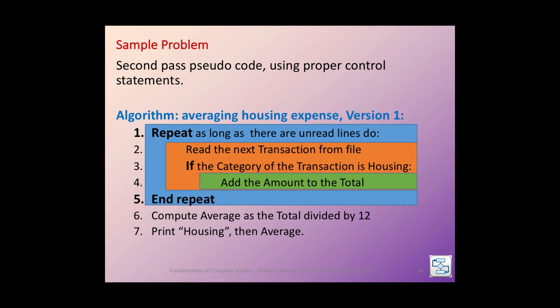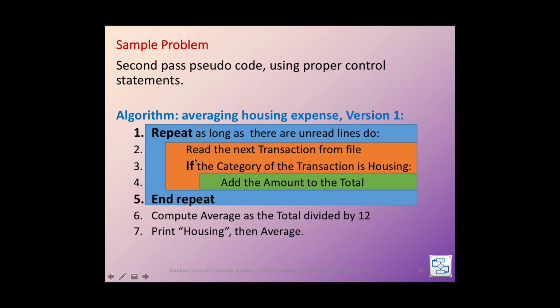What we also have is a conditional inside this loop. What is shown in the green is only executed if the category of the transaction is housing. That's the test: if the category of the transaction is housing, then the amount is added to the total. This is how a conditional is portrayed in pseudocode. And then we're going around and around, reading a transaction and testing if it's housing, and if it is, adding it to the total.